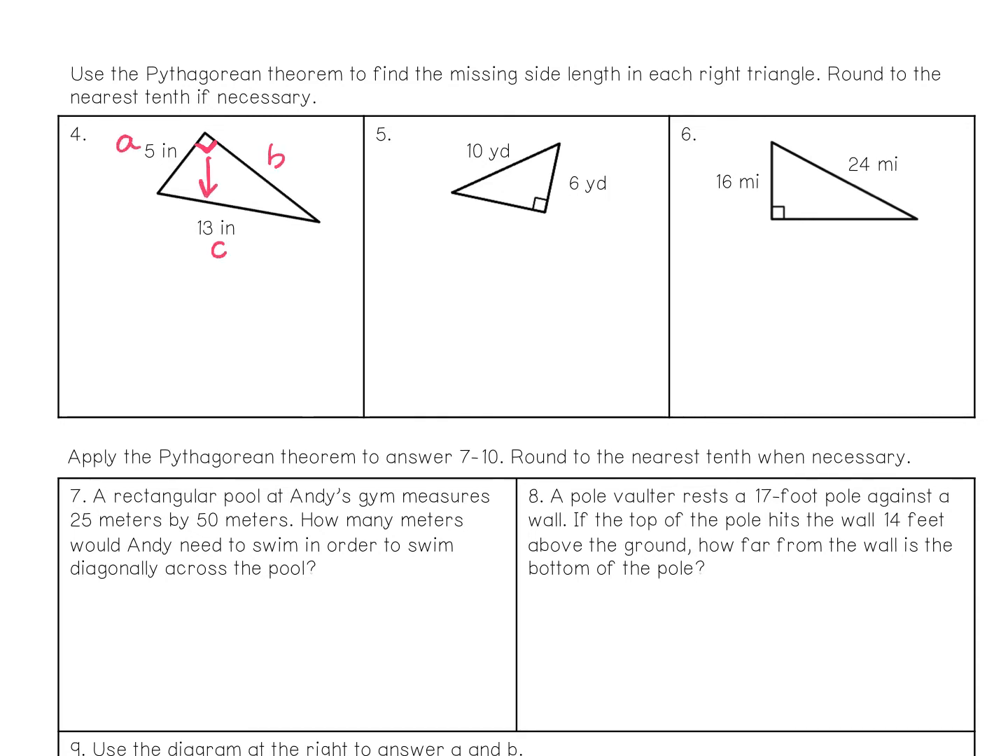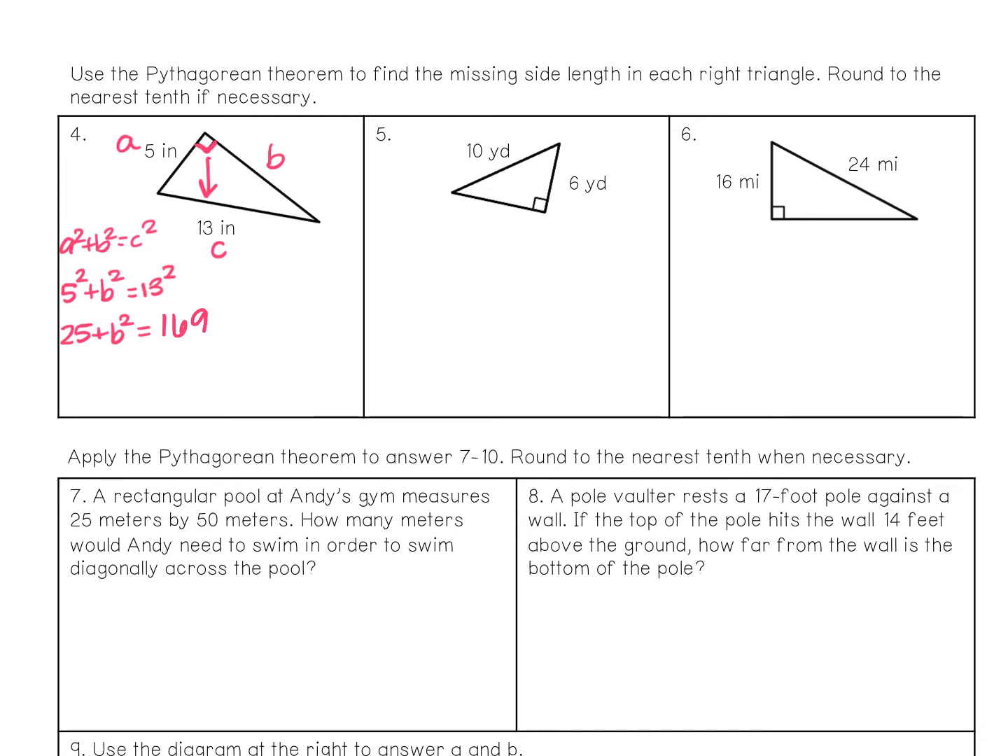So I've been given one of the legs and the hypotenuse. So I know that A squared plus B squared equals C squared. So 5 squared plus B squared equals C squared, or 13 squared. So this is 25 plus B squared equals 169.